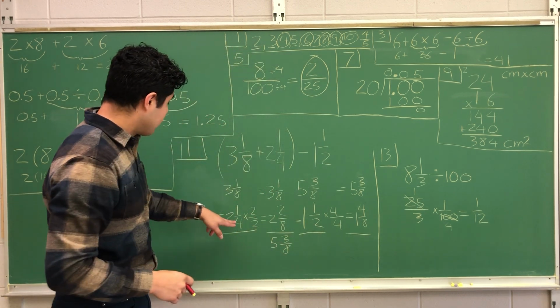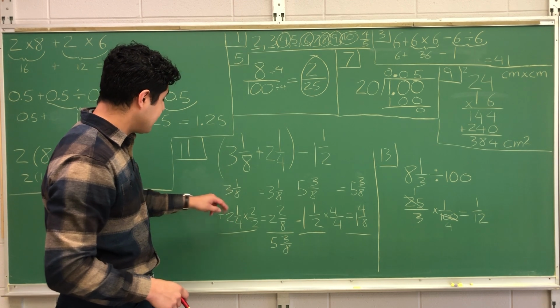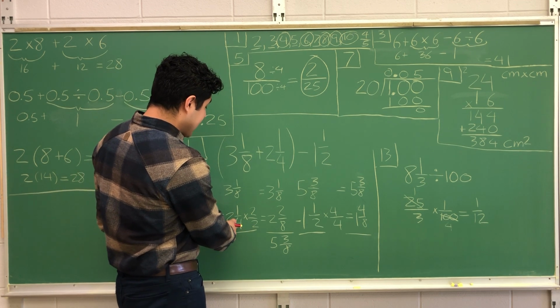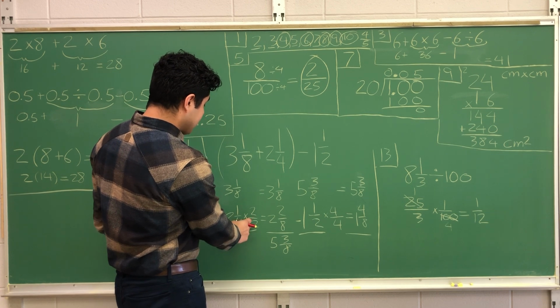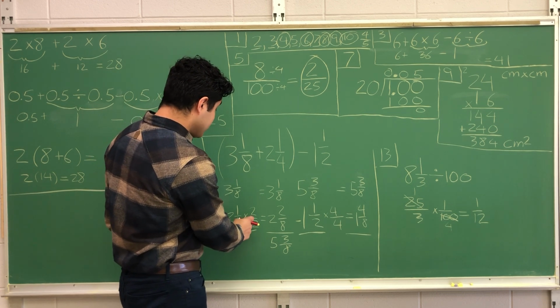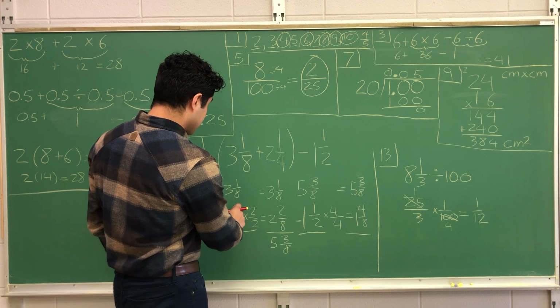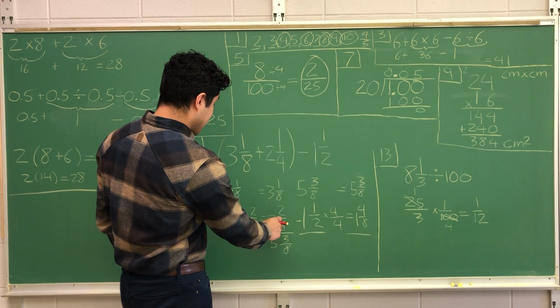All right, so the least common multiple of 4 and 8 is 8, okay? So in order to convert my denominator 4 into an 8, I need to multiply the denominator by 2. And whatever I do to the denominator, I also will do to the numerator. Okay, so I multiplied 1 over 4 times 2 over 2, which gave me 2 over 8.